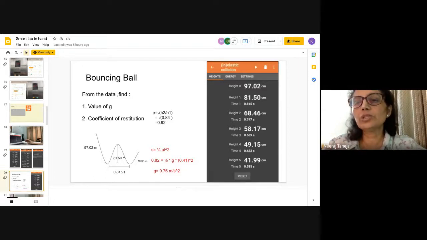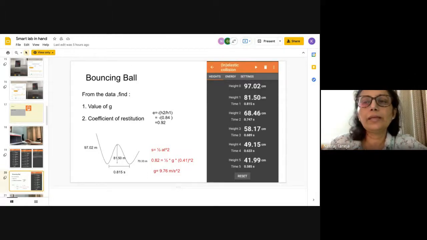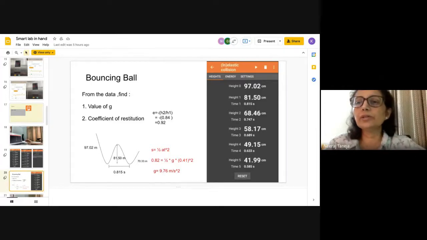So as you can see on the screen, the coefficient of restitution is the ratio of the energy which is lost whenever the ball hits the ground. And when we calculate, doing some bit of mathematics in grade 11, it is the square root of the ratio of the second height, the bounce height, to the initial height from which it was dropped. So if you do some quick calculations, you'll notice that every ratio, 81.5 upon 97.02 or 68.46 upon 81.50, comes out to be almost 0.84. And so the square root of that gives you the coefficient of restitution, which is 0.92. That's how you can calculate the coefficient of restitution.